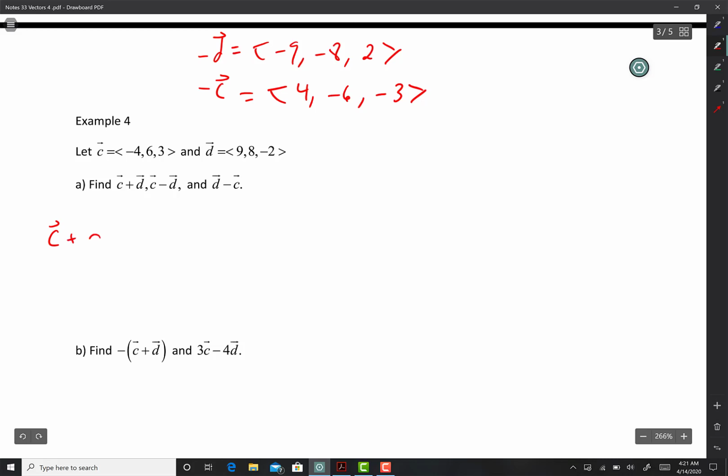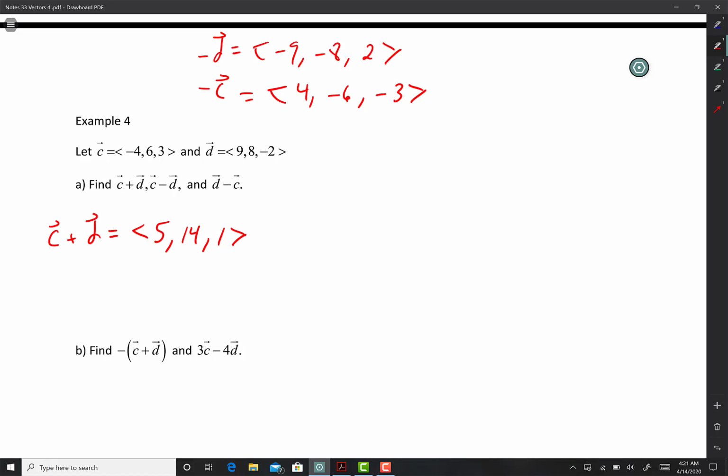All right, so here we go. C plus D. So vector C is -4, 6, 3, and we're just going to add component and component, guys. X's with the X's, Y's with the Y's, Z's with the Z's. So -4 plus 9, what's that? 5, so 5, comma, and then 6 plus 8, 8, 9, 10, 11, 12, 13, 14, so 14, comma, and then 3 plus a -2, 1. So there it is, that's C plus D.